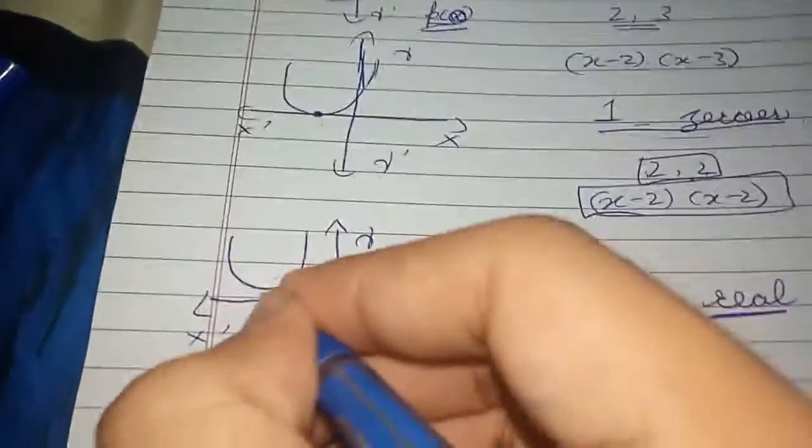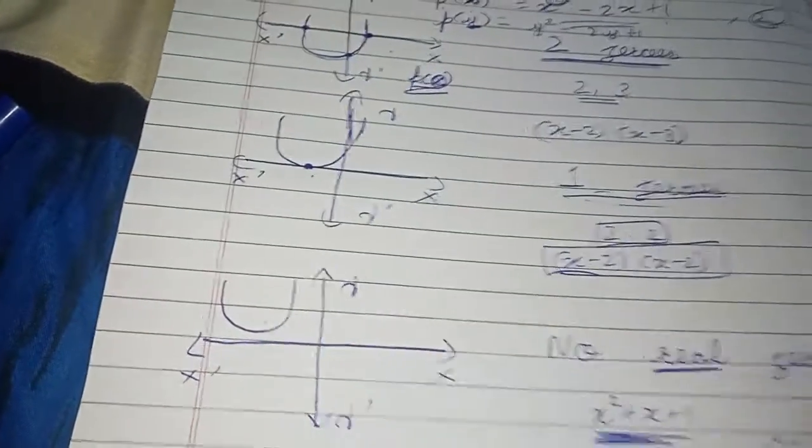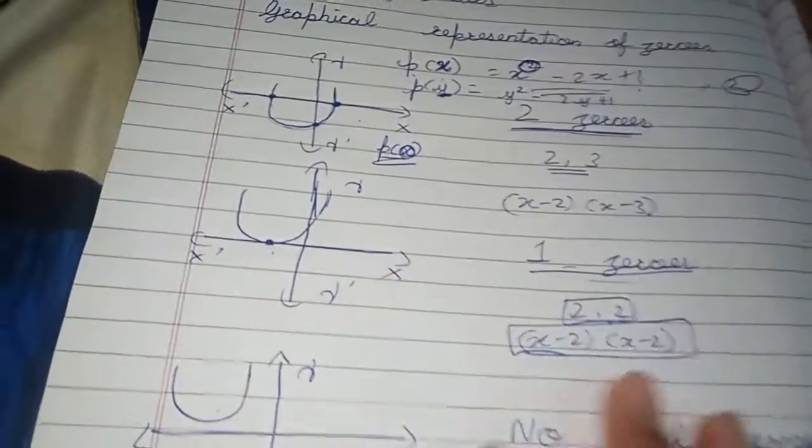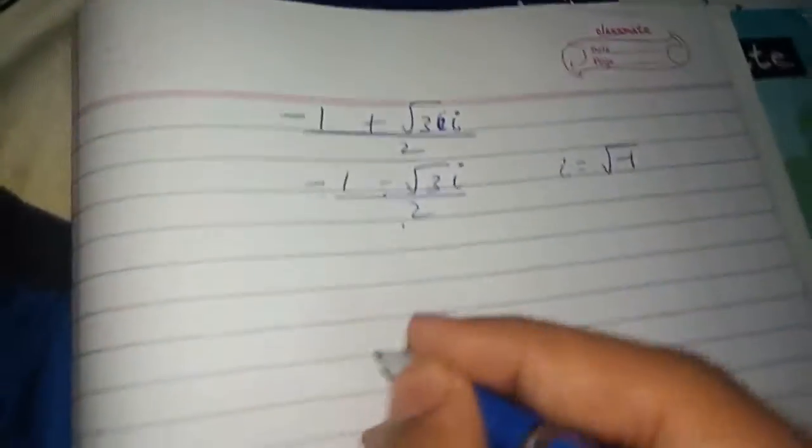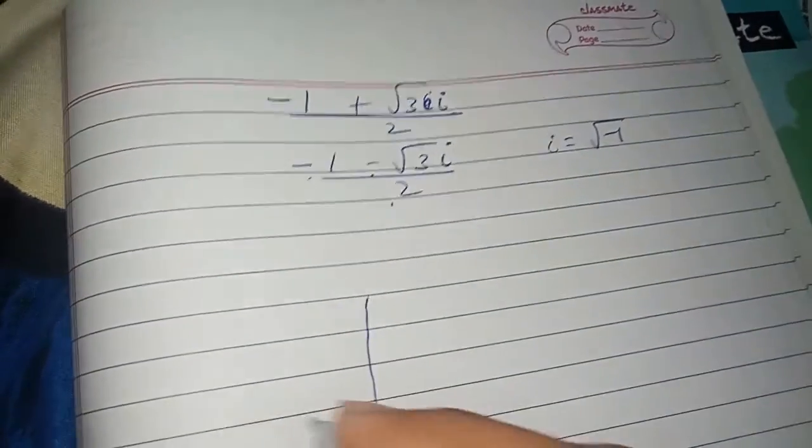So similarly, if you get a graph where it is not cutting the x-axis, then you have to just write that there are no real roots or real zeros. Okay, now here I showed you for quadratic. Let's see about cubic polynomial, how the graph of a cubic polynomial will look.